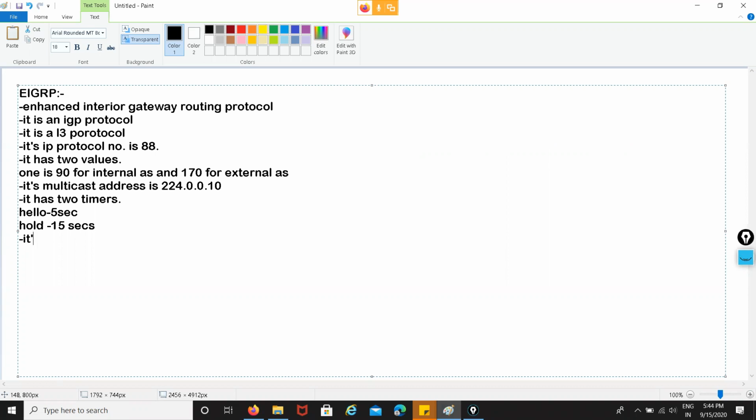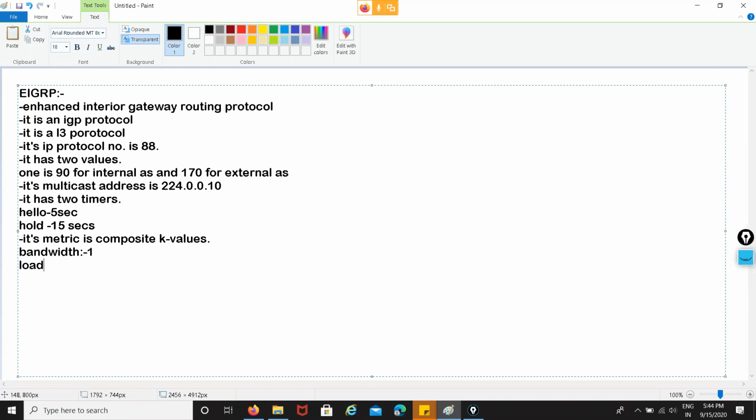Its metric is composite K values. The composite K values means EIGRP specifically uses 5 values to calculate its best path. To do this, it simply uses 5 things. One is the bandwidth, where it chooses the value as 1.